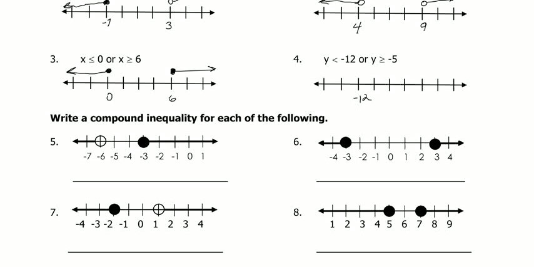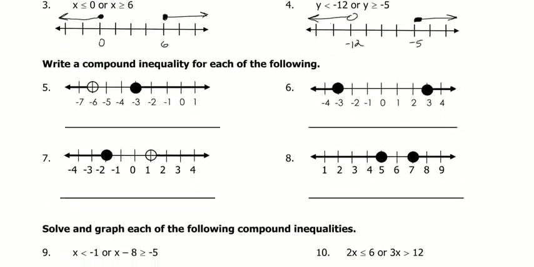We got -12 on number 4 and -5. Y is bigger than or equal to -5, or Y is smaller than -12. Open dot. To the left there, to the right there. Okay.